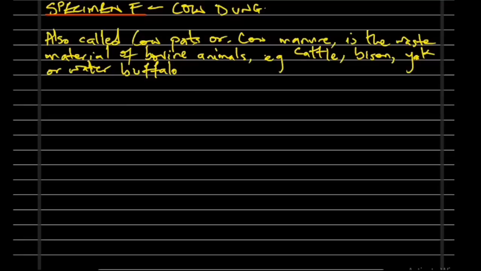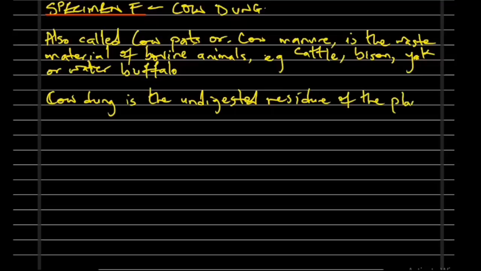Now, they are undigested residue of plant matter that the animal has eaten. Cow dung is the undigested residue of the plants or grass feed eaten by these animals.